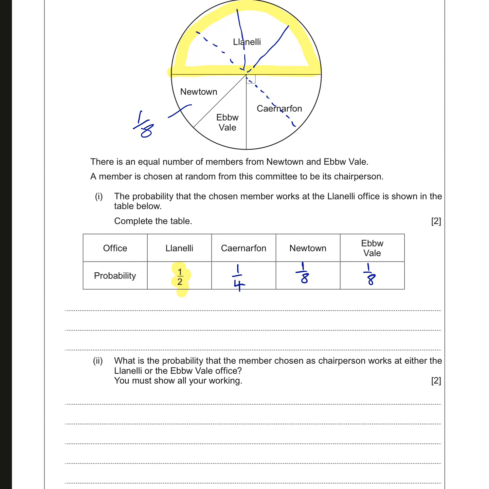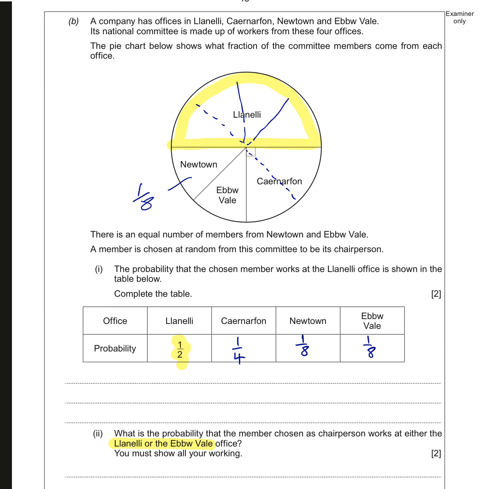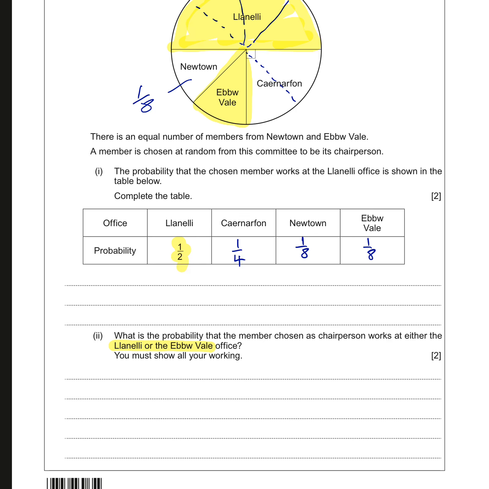In part B, if I look at the pie chart, I can see that for the probability that a member is chosen from Llanelli or Ebbw Vale, I need to put two sections of the pie chart together. So if I look at the Llanelli part, I can see that it's here as 4/8. The Ebbw Vale part, added to give us both sections covered, would be a grand total of 5/8. 4/8 for Llanelli, 1 extra 8 for Ebbw Vale, 5/8 altogether.